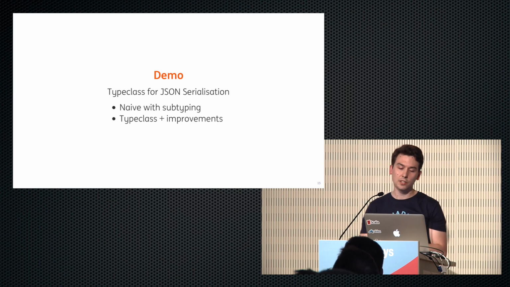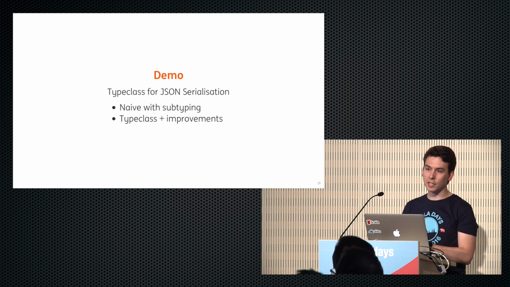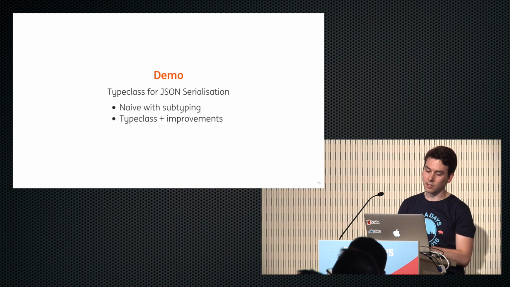To get a little bit more feel about this, we'll take a look at an example for JSON serialization. So first we'll look into the naive implementation using inheritance, and then we see how type classes can actually improve this for us.